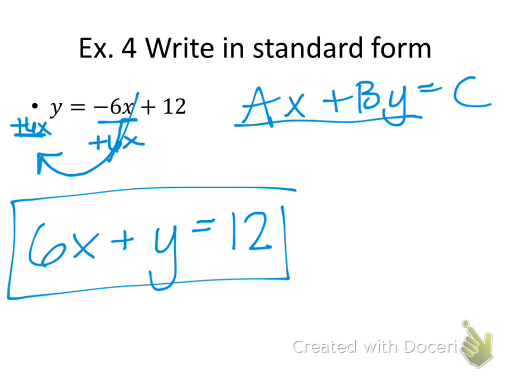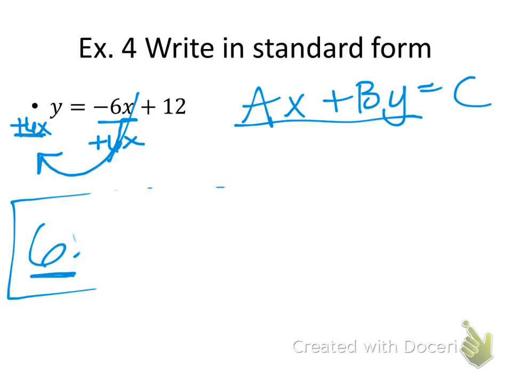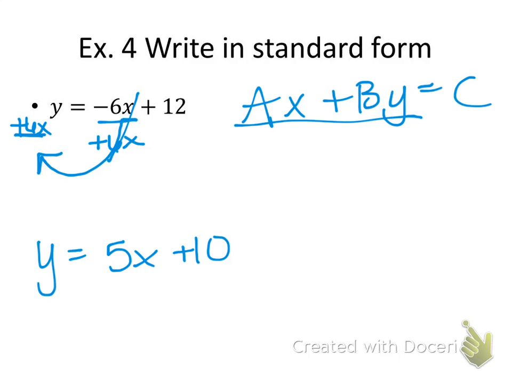Now, there's one tricky thing to standard form. You can never have a fraction in front of the first x, and you can never have a negative number in front of the first x. So what if I were to give you this problem? I'm going to erase this for a second. If I were to give you y equals 5x plus 10, okay, what would you do to put this in standard form? Remember, x and y have got to be together on the one side by themselves. So how would I get the x and y together?